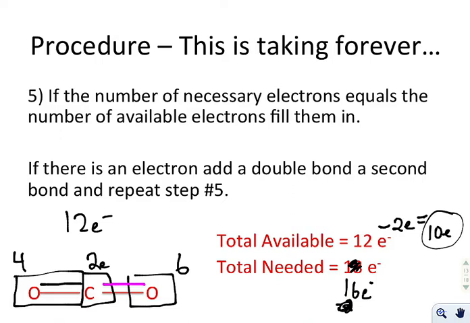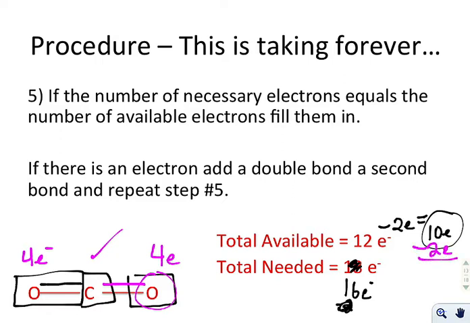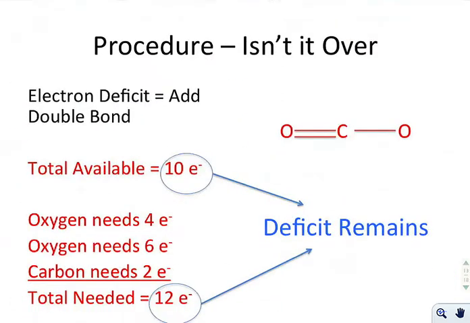When I add that second double bond, we'll go ahead and erase these. This oxygen now thinks that it needs 4 electrons, this oxygen now thinks that it needs 4 electrons, and this carbon is good. It thinks that it has 8 electrons already. Since we added another double bond, we subtract 2 more electrons, so I have 8 electrons available and I need 8 electrons. This is something that requires practice more than anything else when trying to find double bonds.